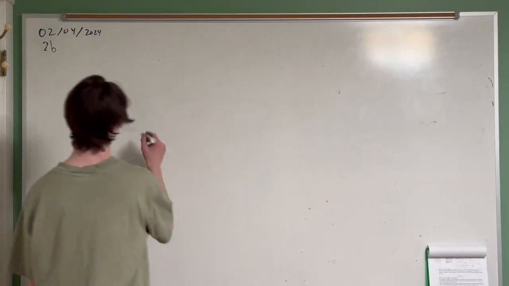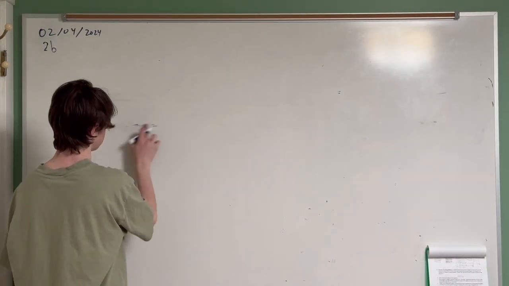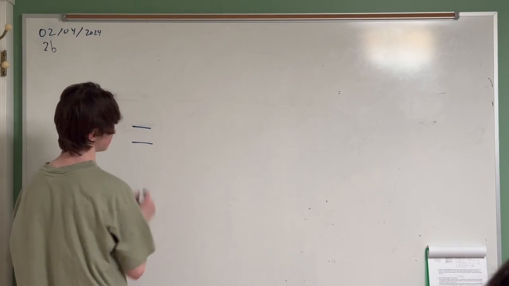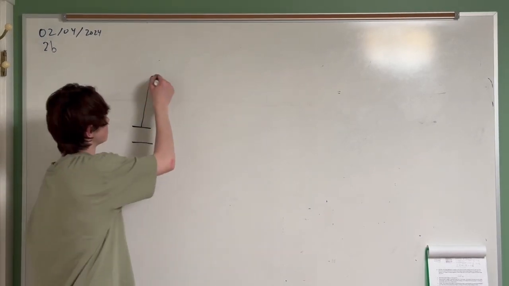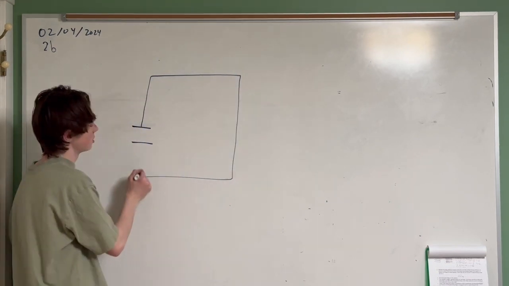So if we have a circuit, a wire is just something that moves electrons to go down a potential. So this is how we draw a circuit.